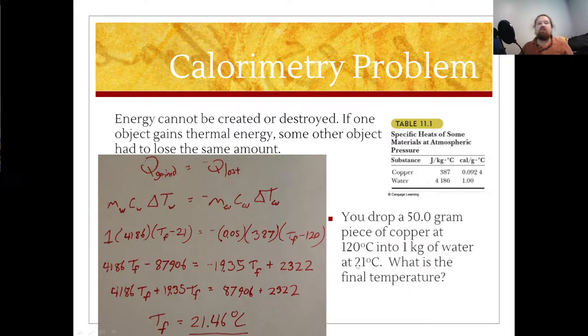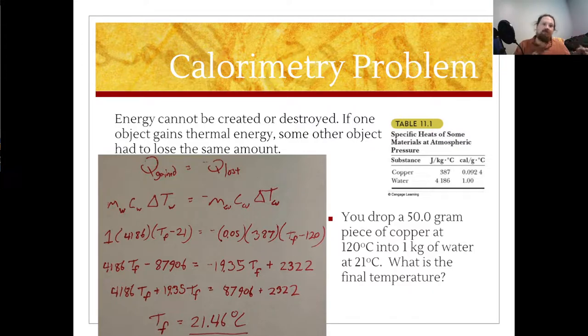Notice that is only about half a degree hotter than the water was to start with. The water increased in temperature by half a degree. The copper decreased in temperature by nearly 100 degrees. And that's entirely because of the differences in their specific heat, but also the differences in their mass. There was just a lot more water present.